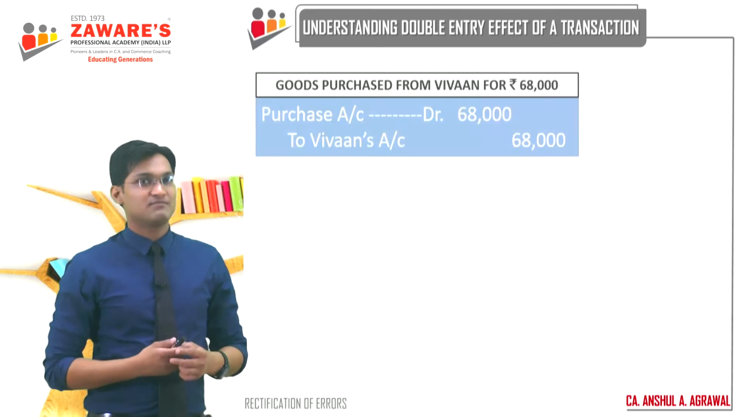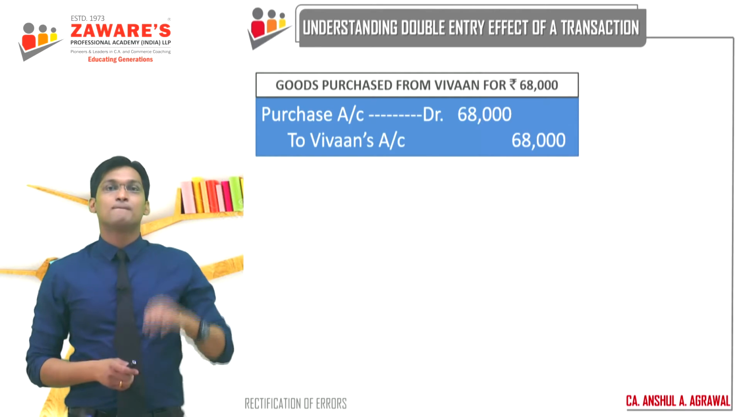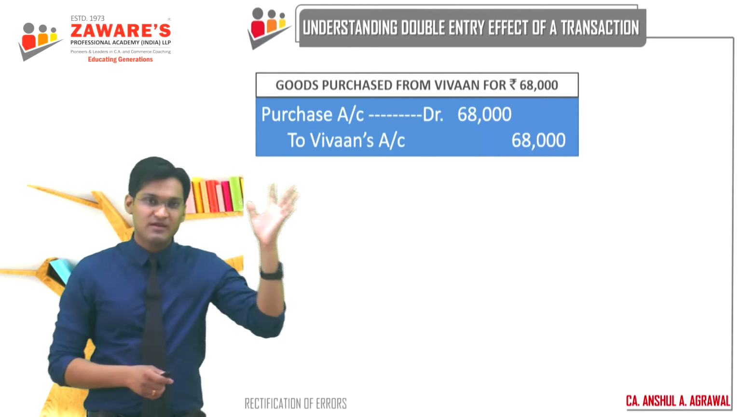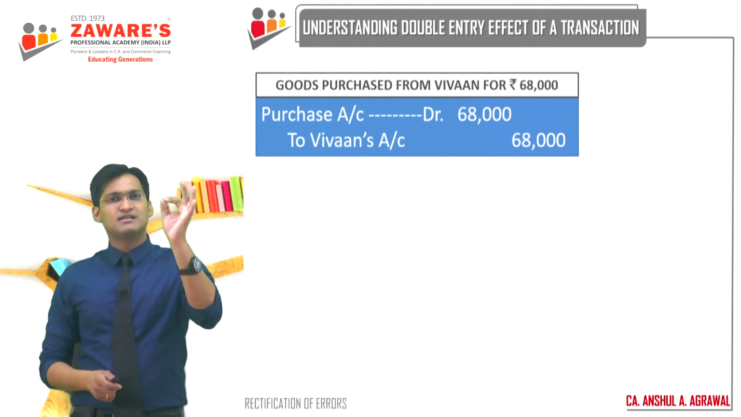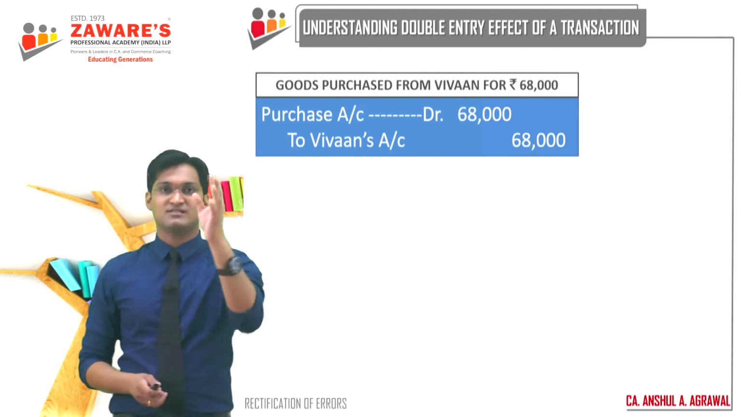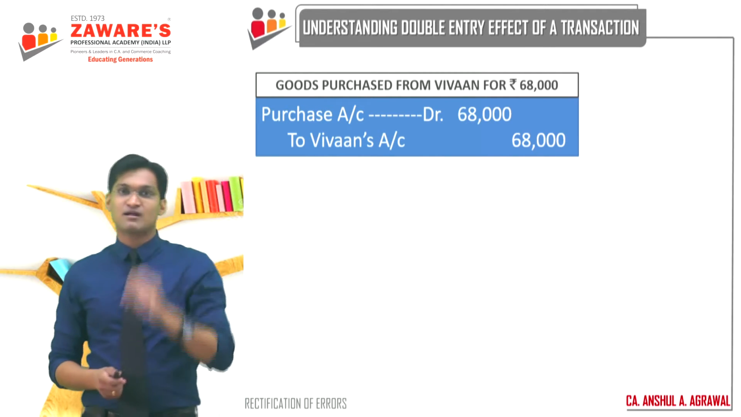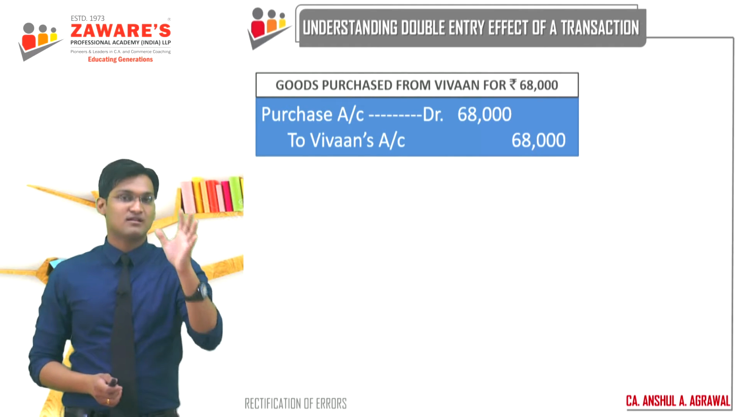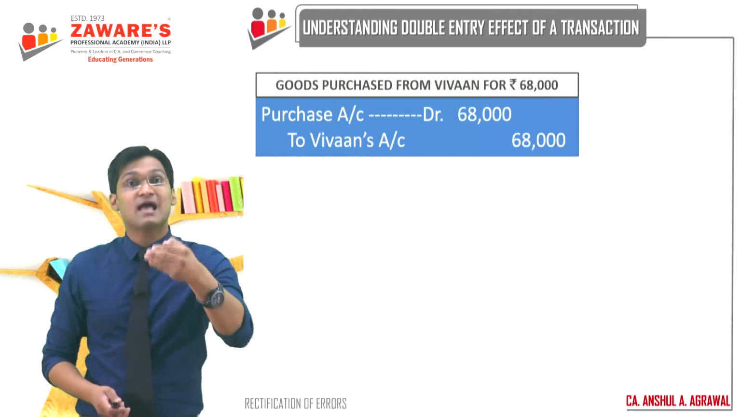So what will be the journal entry for this transaction? The journal entry will be purchase account debit to Vivan's account credit. How? Identify the accounts involved: purchase account and Vivan's account. Identify the nature of accounts. Purchase account, nominal account. What is the rule of nominal account? Debit all expenses and losses.